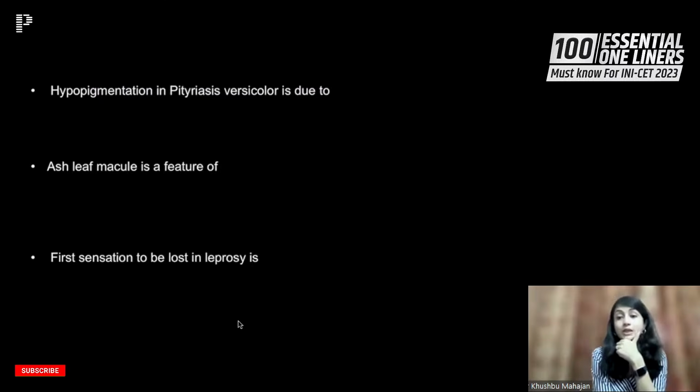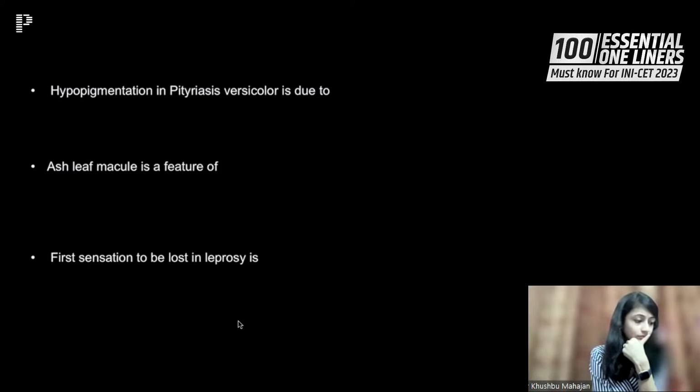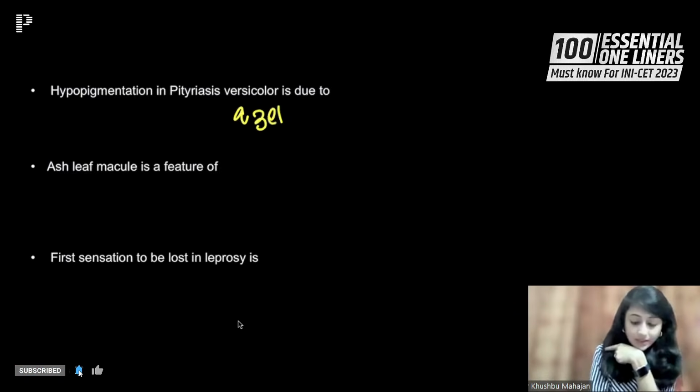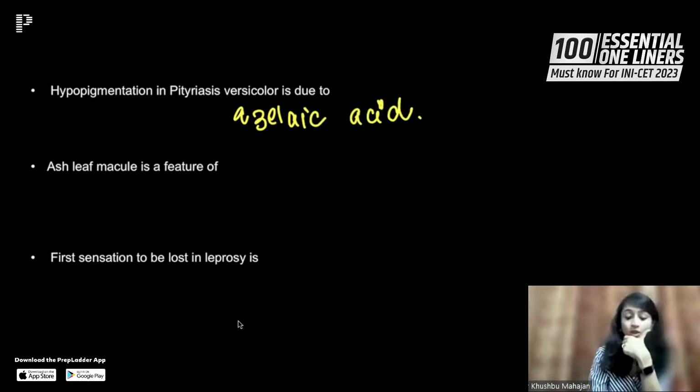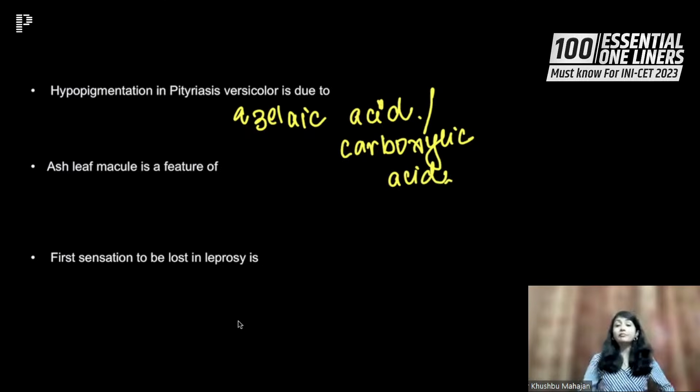Next, hypopigmentation in pityriasis versicolor is due to? What is hypopigmentation in pityriasis versicolor due to? No, it's not lipase. It would be azelaic acid. You're right. Azelaic acid is responsible for hypopigmentation. You can also write carboxylic acid here. Right? Next question. Ash leaf macule is a feature of.